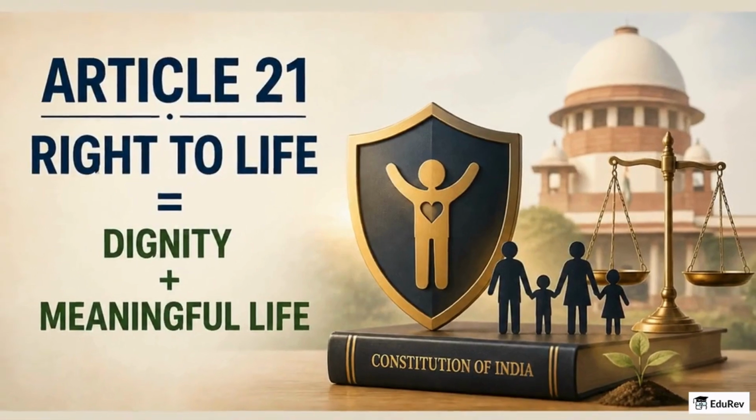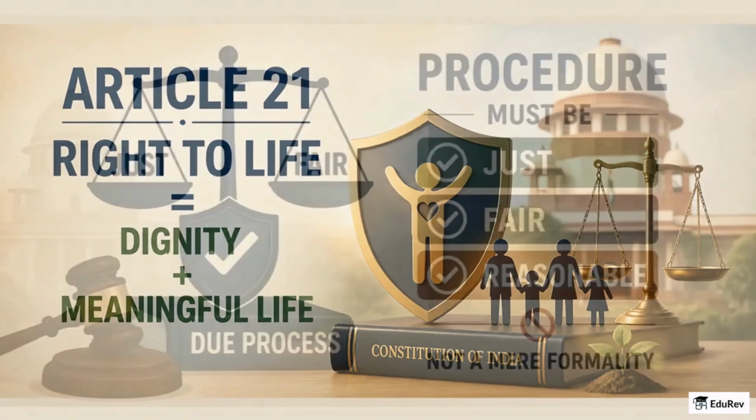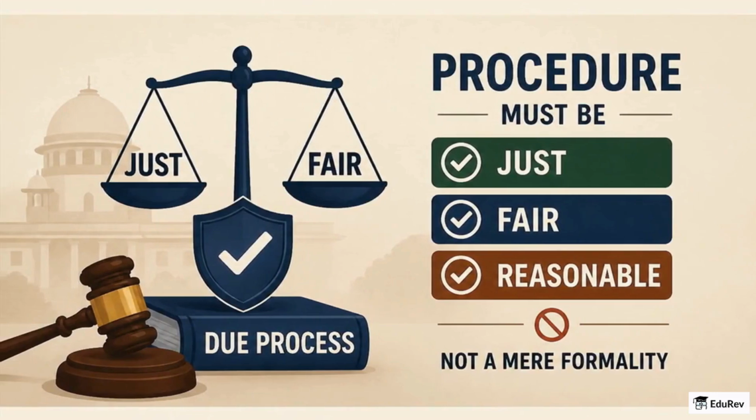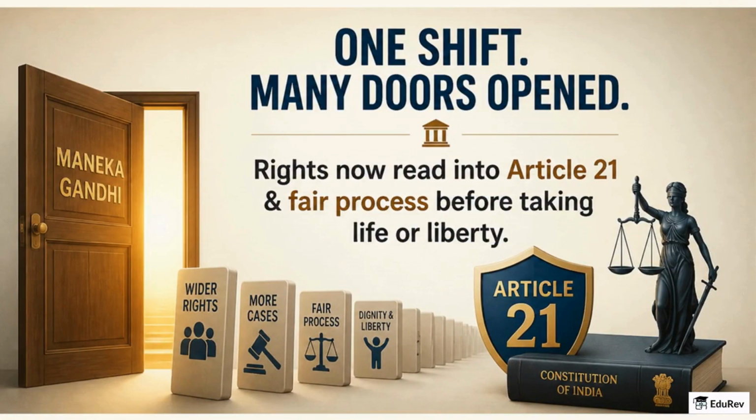The court also expanded Article 21, saying the right to life includes dignity and a meaningful life, not just mere animal existence. Crucially, the phrase procedure established by law was read in the light of due process. The procedure must be just, fair and reasonable, not a mere formality. That single shift opened the door for many later cases to read specific rights into Article 21 and to demand fair processes before the state can take life or liberty.